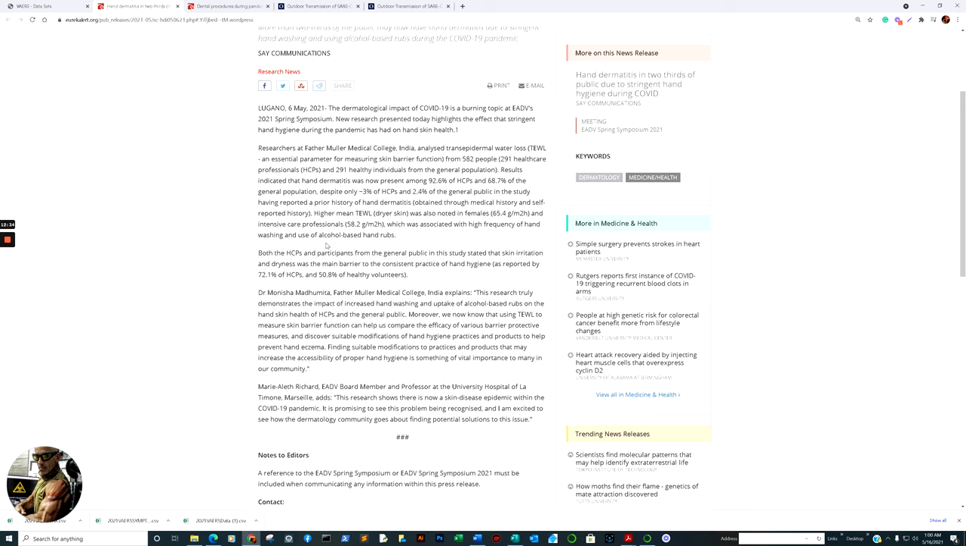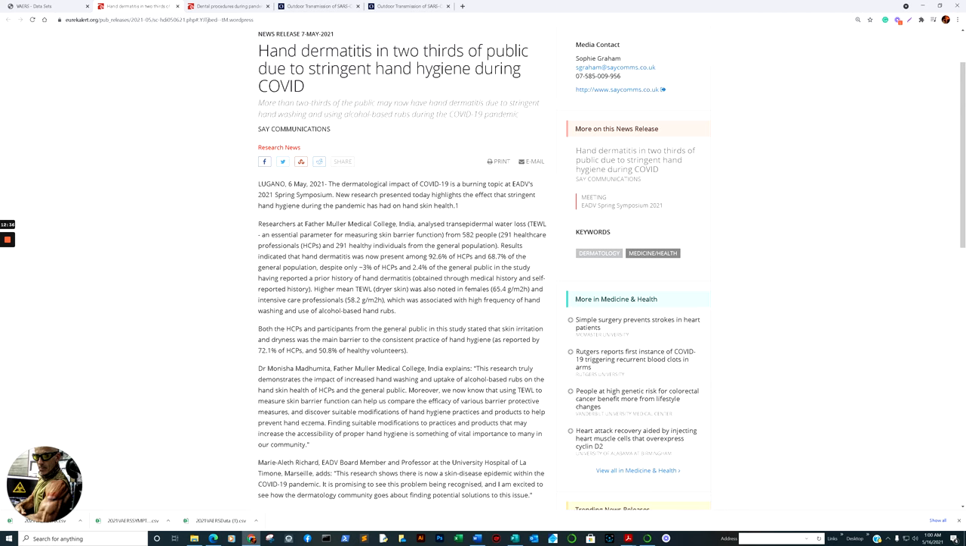So here we are. What are we looking at? We are looking at hand dermatitis in two-thirds of the public due to stringent hand hygiene during COVID. However, if you are a healthcare professional, what is your statistic? Here we go. Right there. It says a study of a certain number of individuals. Results indicated. Let's start from here. All right, it's doing it. Dang it. Here it goes.